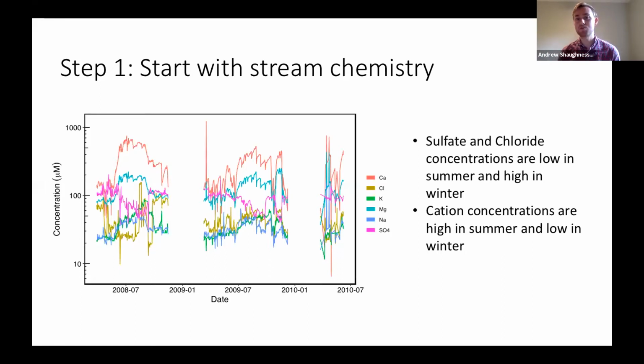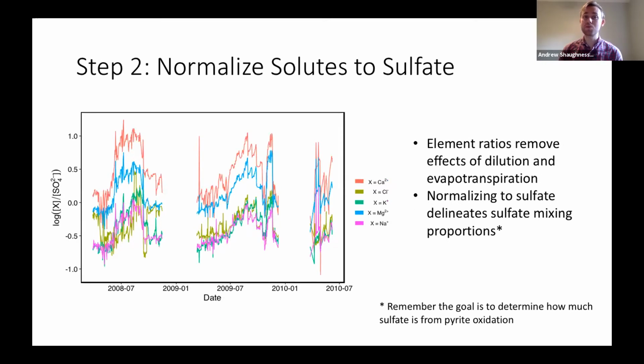And that pattern is going to be reversed for the anions, where sulfate and chloride are actually highest in concentration in the wet season. The next thing that we're going to do is normalize all of our solutes to sulfate. And we're going to do this for a couple of reasons.